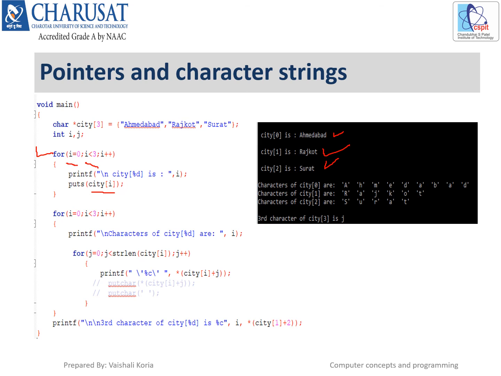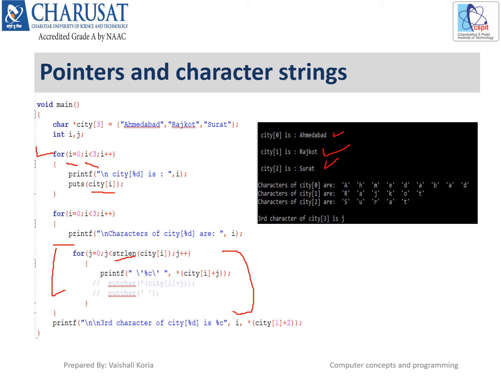Now if we want to access the individual characters of the string, we should know how many characters are there in each string. We can get that using the strlen function, which is declared in the string.h file. If we write strlen and pass city i as the argument, then when i is equal to 0, it will give you the length of Ahmedabad. When i is equal to 1, it will give you the length of Rajkot. So this inner for loop is used to print the individual characters of the city name.